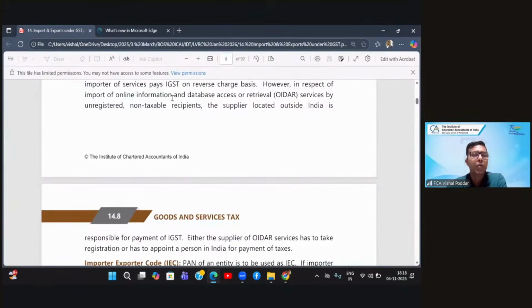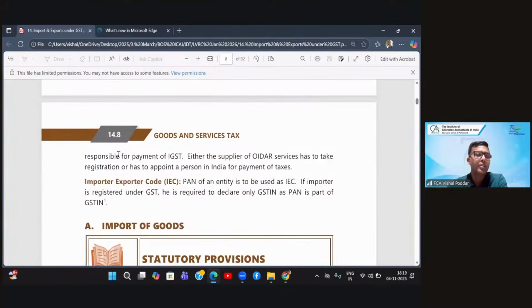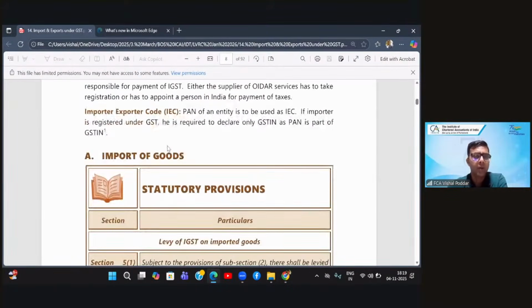In respect of import of services, where the importer is an unregistered non-taxable recipient, that is what we discuss as NTOR, and the supplier is located outside India. In such cases, the supplier is the person liable to make payment. It means it will be under forward charge even though the supplier is outside.